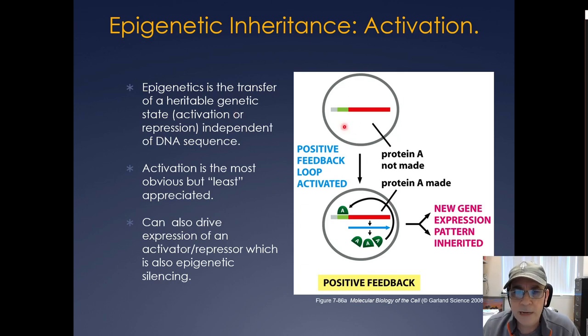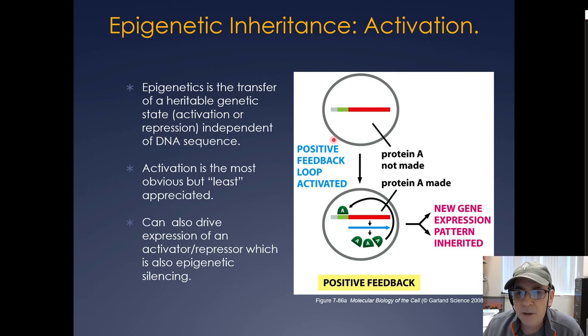And so what you can have is epigenetic inheritance with activation, where you have a gene, and all of a sudden that gene gets expressed, and it's auto-regulated in a positive feedback loop. So when this cell divides, this gene pattern where A is expressing A is going to be maintained, unless there's something to change it. Activation in epigenetics is one of the most obvious, but actually one of the least appreciated, when you stop and think about it.